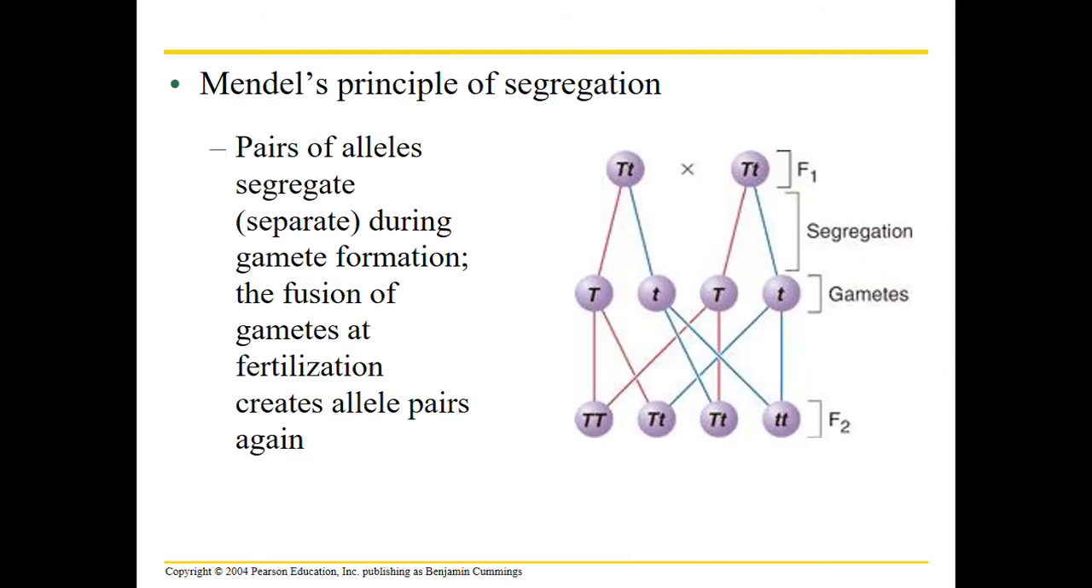So moving on to Mendel's principle of segregation. This states that those alleles separate when we make sex cells, so that the sex cells, the sperm and the egg, only have 1 copy of each.